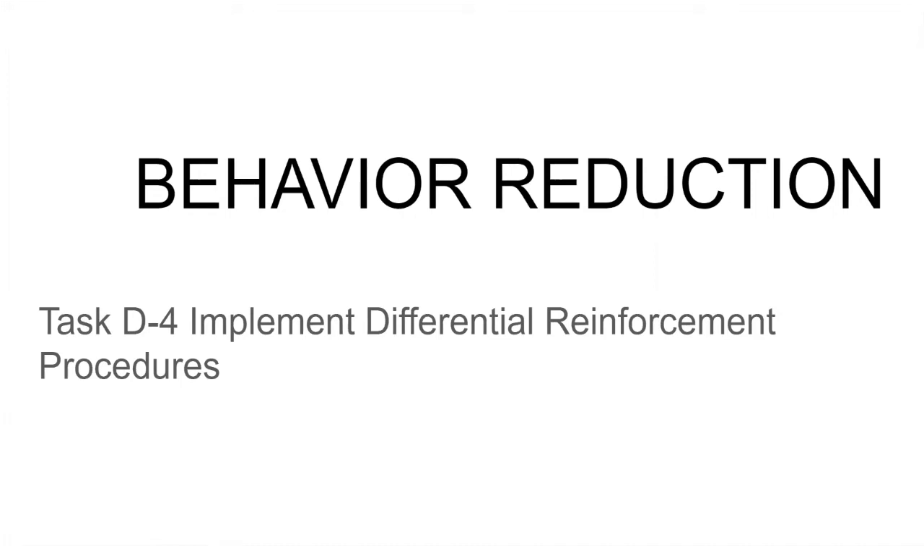Task D4 of the behavior reduction section involves implementing differential reinforcement procedures. A differential reinforcement procedure involves reinforcing one behavior while putting another on extinction. We're going to quickly go over each of the different types of differential reinforcement.